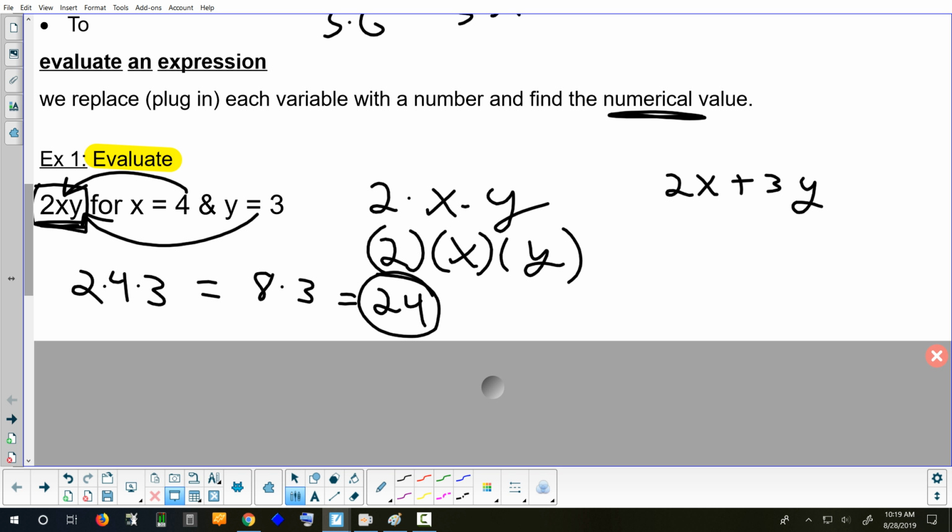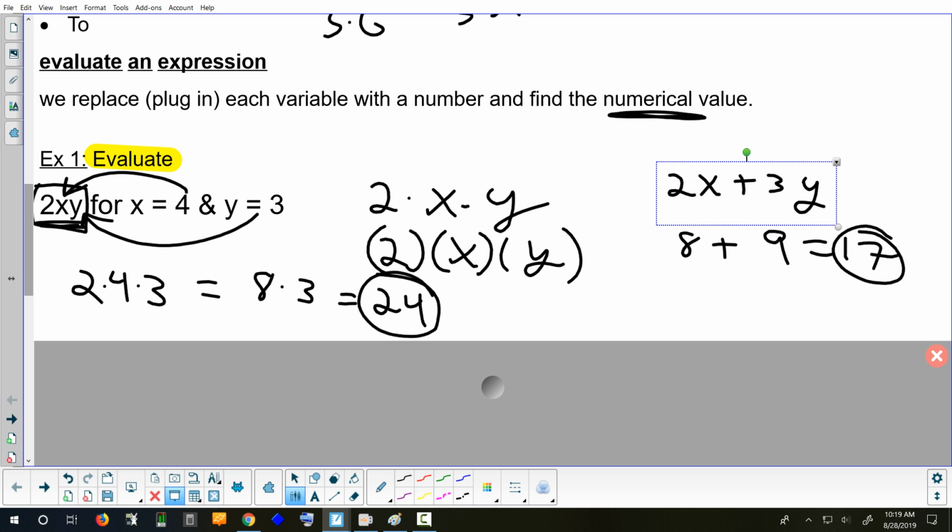Now, which one you put where makes a difference. If you put in 4 for x, 2 times 4 is 8. And if you plug in 3 for y, 3 times 3 is how much? You get 8 plus 9, which is 17. Now, if you accidentally switch the x and the y, you're not going to get the same answer.